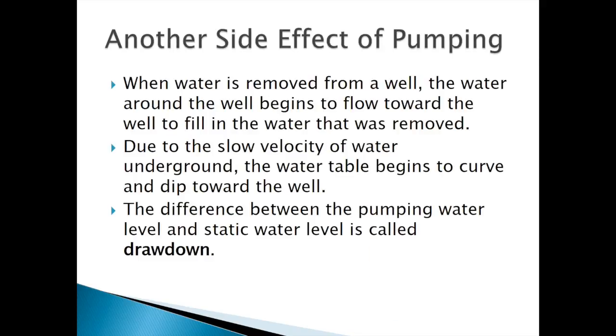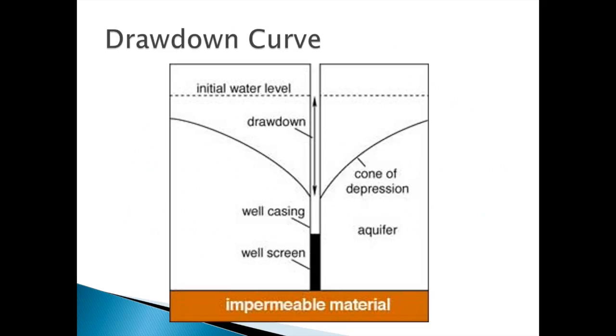Another side effect of pumping is drawdown, which occurs when nearby water flows towards the well to fill in water that has been removed. This behavior, along with the slow velocity of groundwater, causes the water table to curve and dip towards the well. The difference between the pumping water level and static water level is called the drawdown. This image shows an example of a drawdown curve. Notice how the water table slopes from the initial water level to the current well water level.